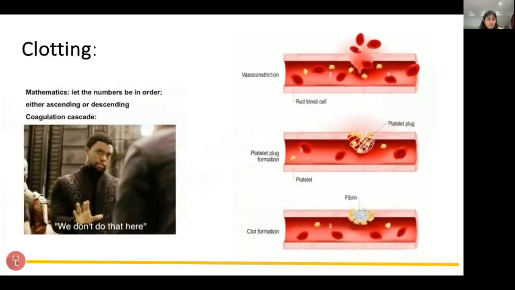So yeah. So next slide. So just wanted to speak about clotting very briefly. Oh, you just wanted to see the slide. Fine.